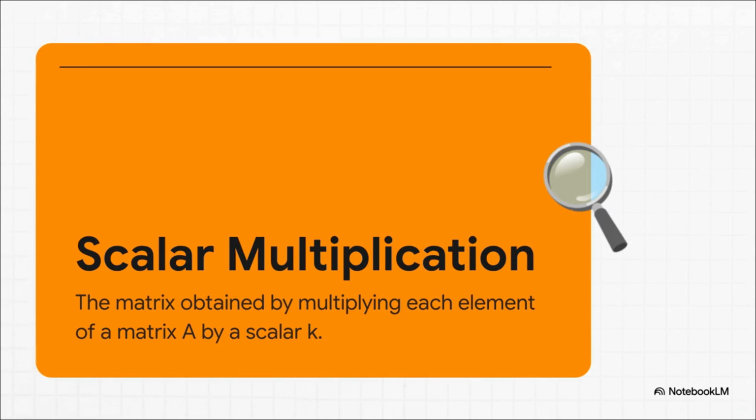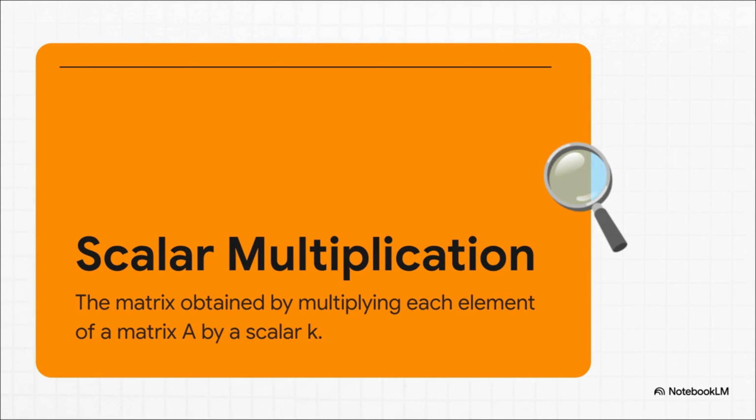Okay, scalar multiplication sounds all technical and fancy, doesn't it? Well, it just means scaling the matrix. You take one single number, that's the scalar, and you multiply every single element inside the matrix by that number. It's like a volume knob for the whole thing.